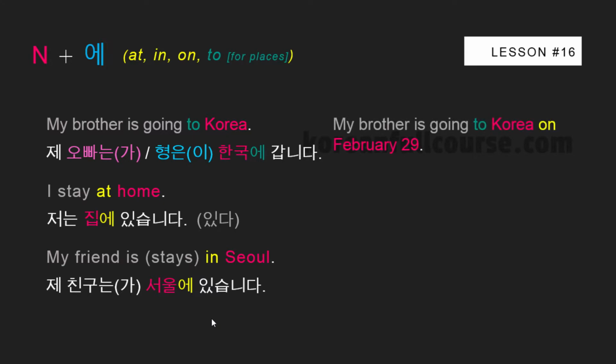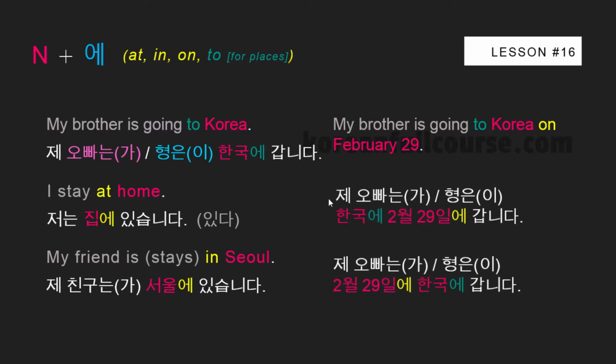Look at this example. My brother is going to Korea on February 29. 제 오빠는 or 형은 한국에 2월 29일 날에 갑니다. Or you can also put the date first and the place after the date. 제 오빠는 2월 29일에 한국에 갑니다. So as you can see, I used the preposition 에 twice. One to indicate place and the other one to indicate date.